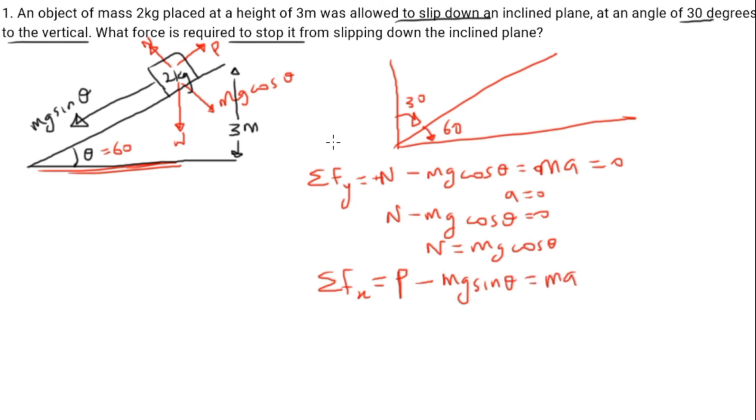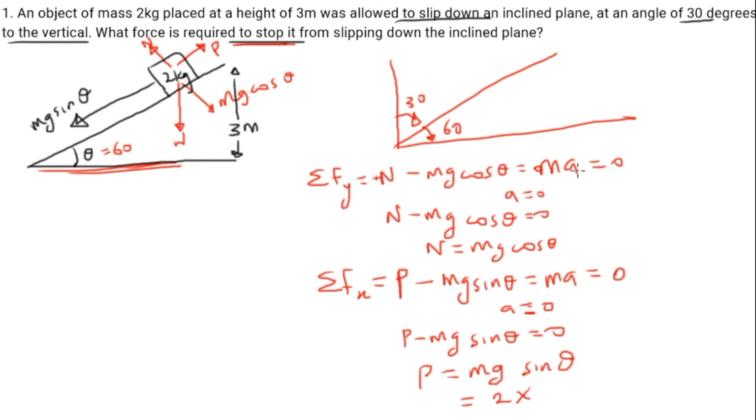Okay, but because we want a situation whereby that force will bring the object to a stop, it means at that point the acceleration will be equal to 0. So if acceleration is equal to 0, then 0 multiplied by the mass becomes 0, so that P minus mg sine theta is equal to 0. As a result, P is equal to mg sine theta. Now notice that the mass of the object is 2, and then acceleration due to gravity is a constant. We can use 10 and multiply by the sine of angle theta, where theta is 60 degrees.